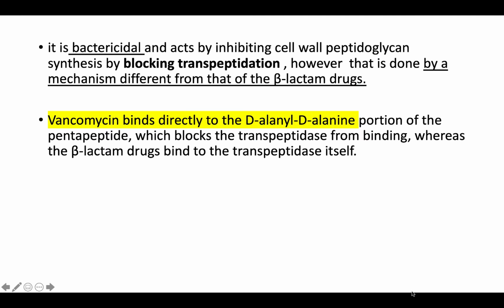They are, again, much like other cell wall targeting antimicrobials. They are bactericidal. They block transpeptidization by a different mechanism. We said vancomycin binds directly to the D-alanine portion of the pentapeptide, which blocks the transpeptidase from binding, whereas with the beta-lactams we said they bind to the transpeptidase itself. So it doesn't matter how you change your enzyme, your penicillin binding protein, you still are unable to bind to the D-alanine because vancomycin binds it and changes its shape.